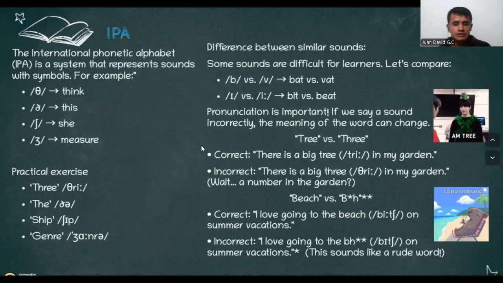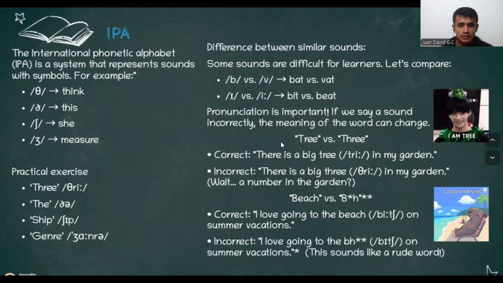There are differences between similar sounds. Some sounds are difficult for learners. Let's compare B versus V, "bat" versus "vat." Again, B versus V. And vowels: the short i versus the long e, "bit" versus "beat."